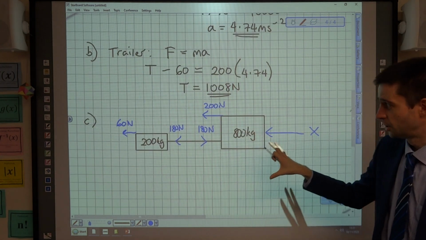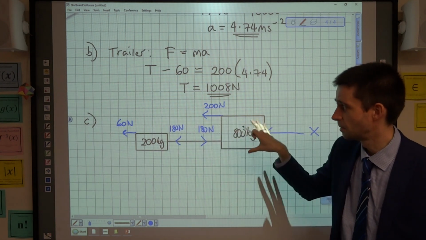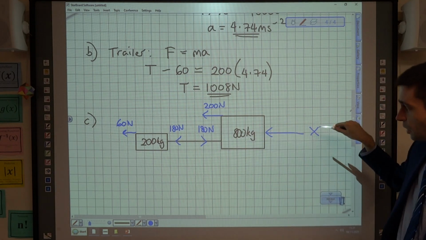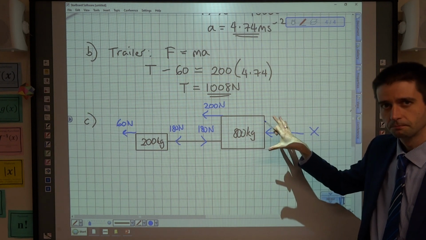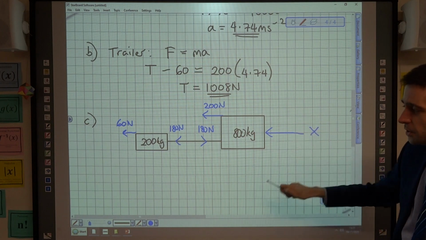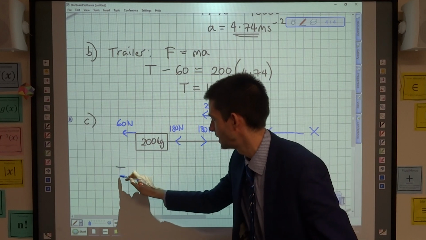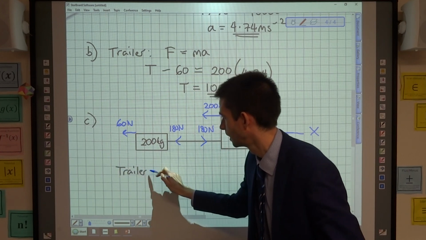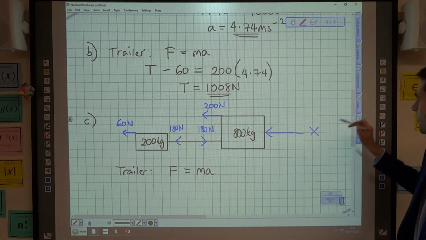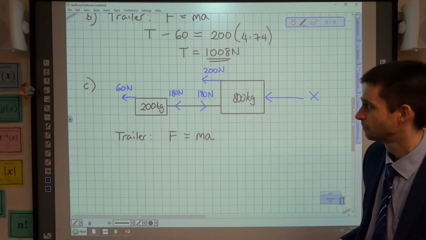So I've got options here: I could set up a whole system, or I could consider each particle individually. Now the issue that I've got with whole system is, in addition to not knowing x, I don't know the acceleration either. So I can't do whole system. Same issue for the car, because I've got two unknowns, so I'm going to have to look at just the trailer. And the reason that I can look at just the trailer is that when I do my resultant force equals mass times acceleration, the forces acting on the trailer are both known forces.